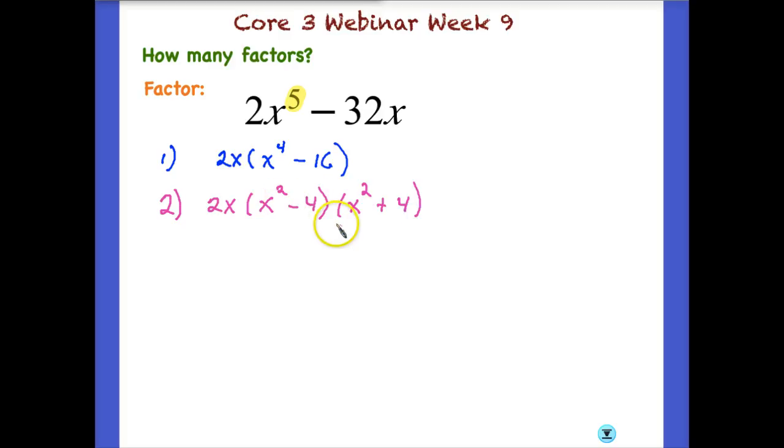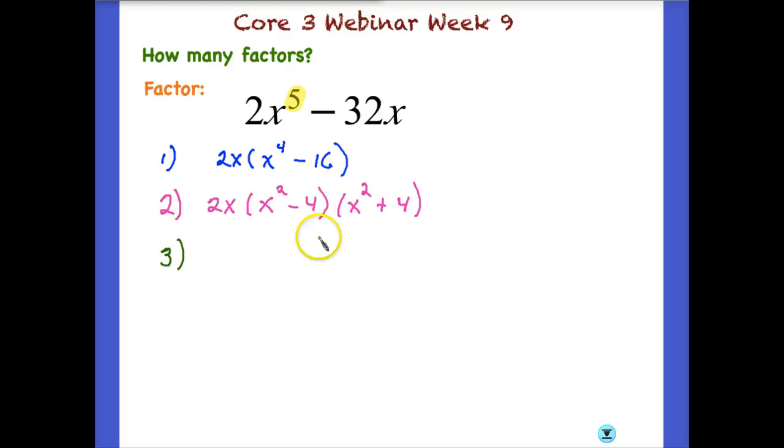So basically, if I were to multiply x squared minus 4 times x squared plus 4, I would get this x to the fourth minus 16. So I just did a difference of squares. Very nice. Okay, so there we go. Let's actually go down to step 3.